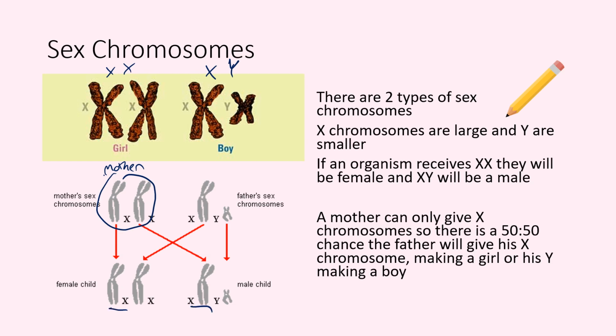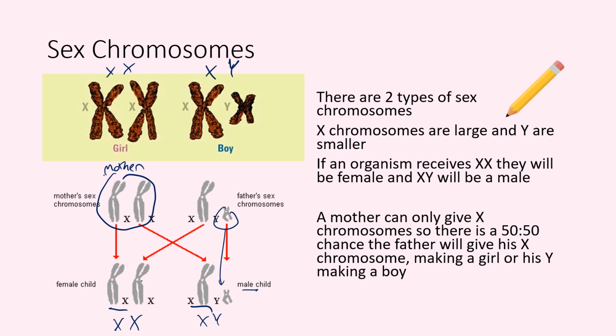But the father has an X or Y. If the child gets the X, then you've got an XX going on. You've got a baby girl, great, excellent, paint the walls pink. If they got the Y though, then that means you get an XY. You've got a male child, a baby boy, paint the walls blue. Or don't be gender stereotypes.